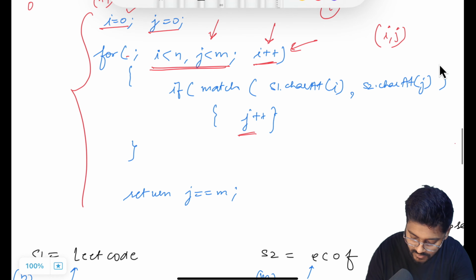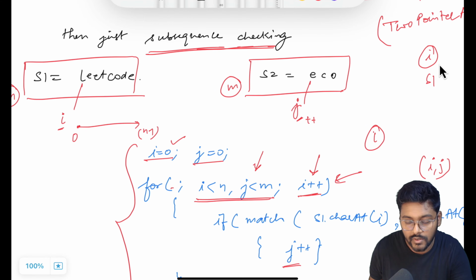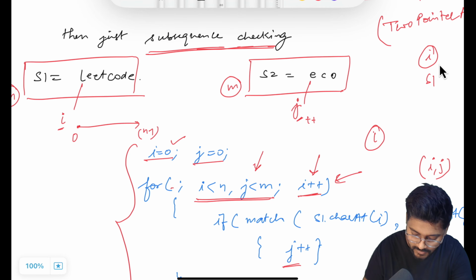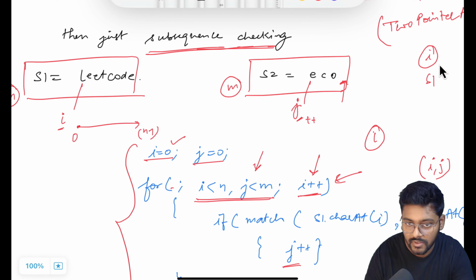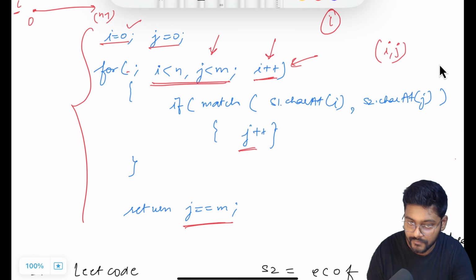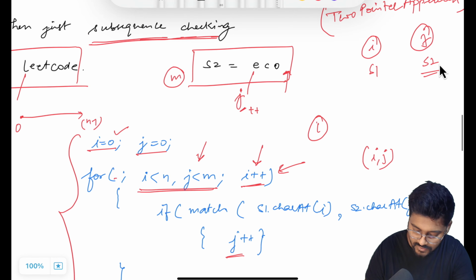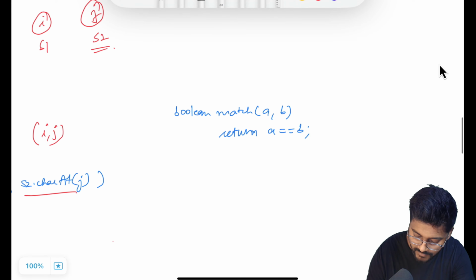And now after this whole iteration is completed, I will see whether I have encountered all the characters of j or not. If I have encountered all the characters, j will be coming to this position, which is equal to m after incrementation. If j is m, then we are coming out of the loop. It means that it is a subsequence. So what is the match function here? Match function is nothing, just comparing string 1 character with string 2 character. If character a is equal to b, it is returning true. That's all.